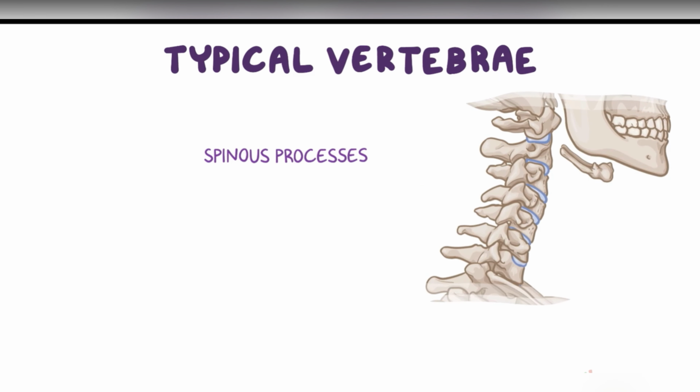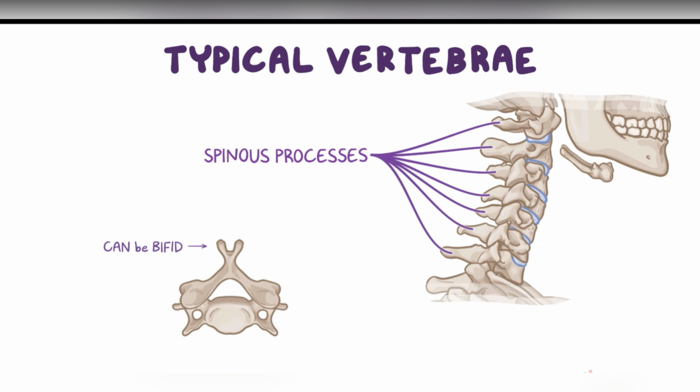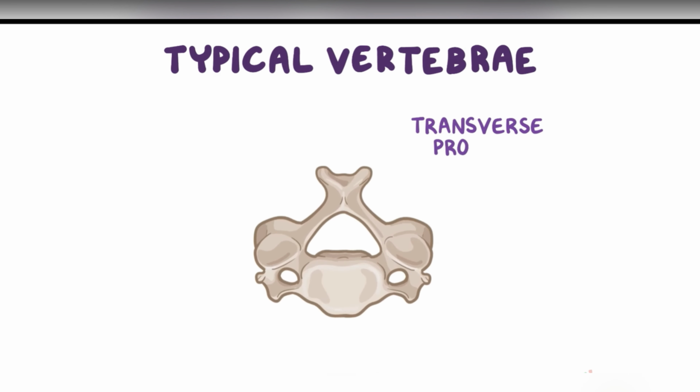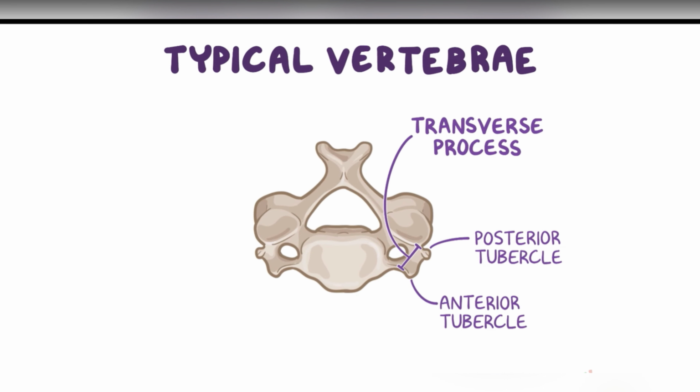So, the spinous process is located in the middle and projects posteriorly and usually inferiorly, typically overlapping the vertebra below. Interestingly enough, even though spinous processes are typically unified, meaning they end with a single tip, C3 to C6 spinous processes can also be bifid, typically in individuals of European heritage. Next, there are the 2 transverse processes, which project laterally and end as 2 projections called the anterior and posterior tubercle, which serve as muscle attachment points.